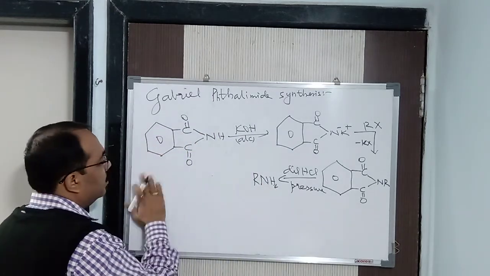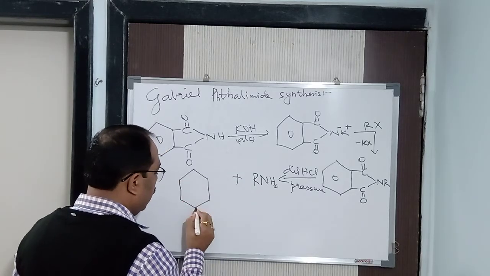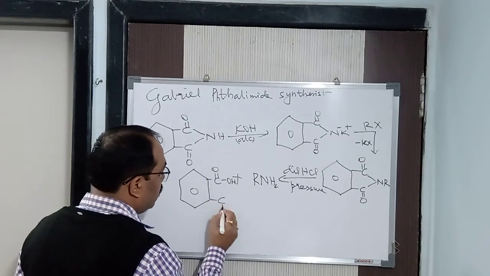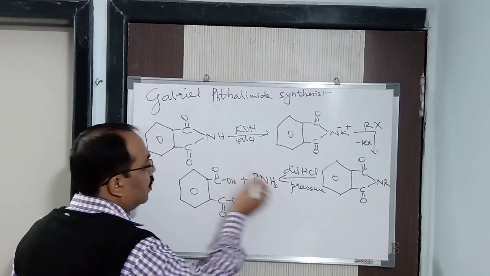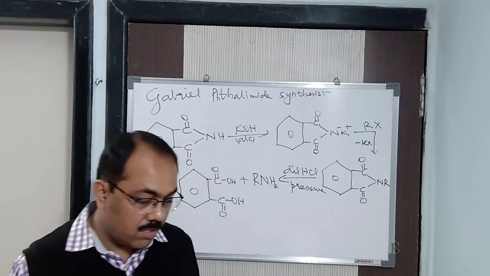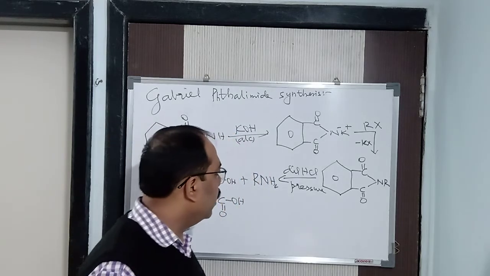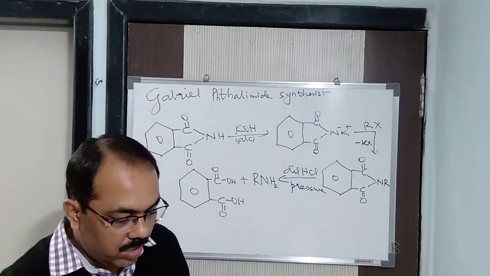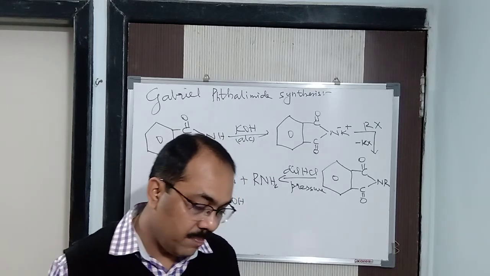Plus, let me rub this one, then I will have the space, plus what will I have? The secondary product. Here the secondary product is COOH, COOH, that is your phthalic acid. And this is your primary product, that is your amines, we can say that. Clear? So in this way, this is called Gabriel's phthalimide synthesis. From Gabriel's phthalimide synthesis, we can prepare the primary amine.